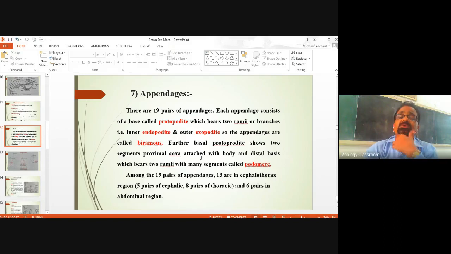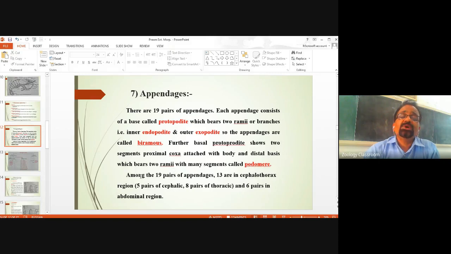One by one, we are going to study these appendages during the course. As I have already mentioned, there are 19 segments in total, and each segment bears a pair of appendages, so there are 19 pairs of appendages. As I mentioned earlier, 13 are present in the cephalothorax. Out of these 13, 5 are cephalic and 8 are thoracic, and 6 are the abdominal appendages.